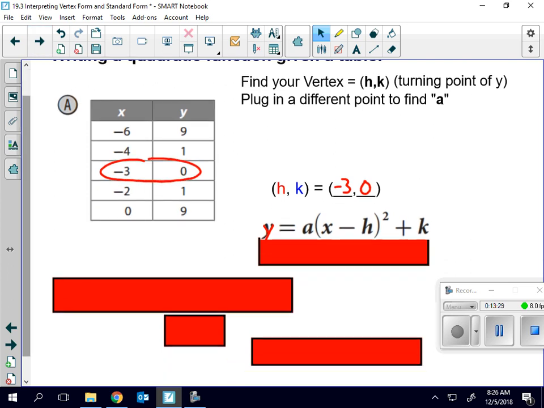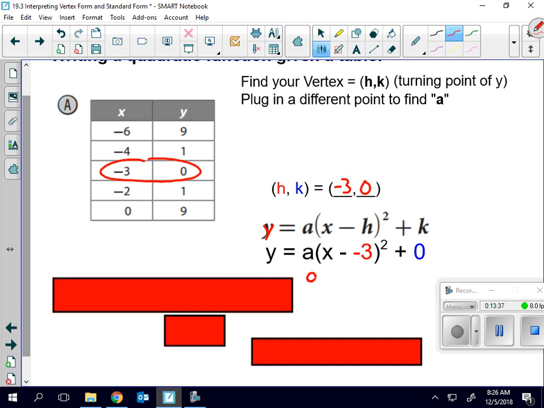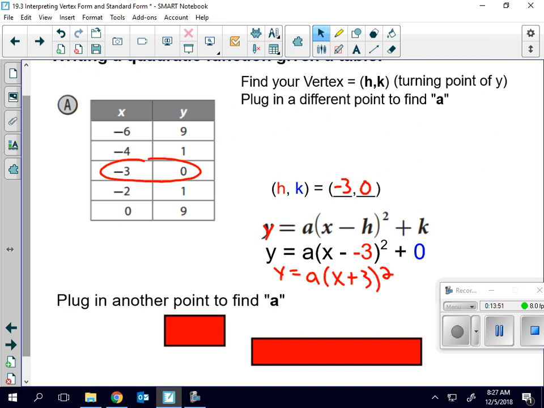Okay, when I plug in h and k, it should look like that. Don't forget, since h is negative, this is going to end up being a times (x plus 3) squared, and I don't need anything else. The plus 0 can just be left off. So far I have that, and of course it's y equals. All right, yeah, so we want to plug in a point to find a.